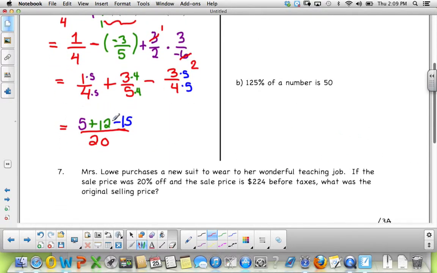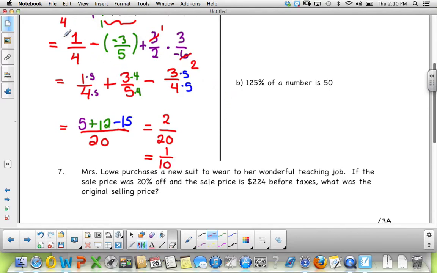Now, when you add fractions, you keep the denominator and you add the numerators only. So 5 plus 12 is 17. 17 minus 15 is 2. You work left to right, you guys, left to right. You do addition or subtraction, whatever comes first, left to right. And I have 2 over 20. Always keep your answers in simplified form. 1 over 10 is the final answer.